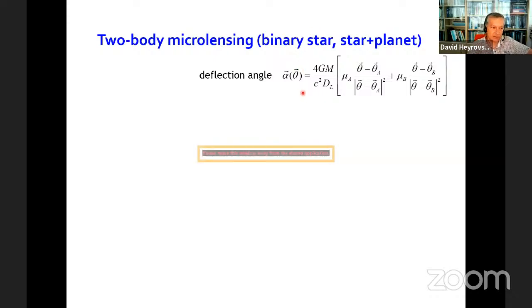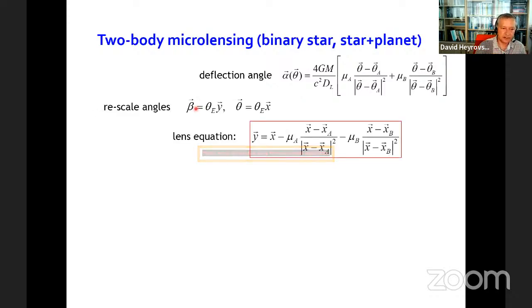In this case, you have to then model the deflection angle by just a sum of deflection factors from the two bodies. So let's say you have one component at a position theta A in the sky, the other at a position theta B, and their fractional masses mu A, mu B, with m being the total mass. Again, there are too many letters here, so when you put this into the lens equation, you typically rescale the angles by the Einstein radius of the total mass, and then you get a simpler equation where y is the source position in Einstein radius units, x is the image position in Einstein radius units. It is simpler, but still it's much more complicated than for the simple lens.